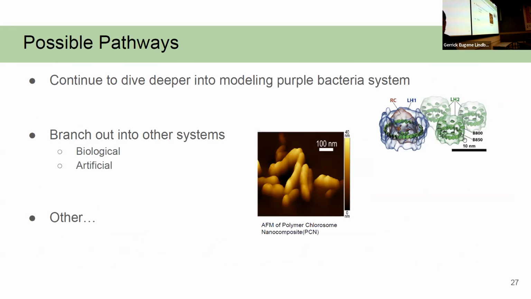This figure off to the right here is AFM of a polymeric chlorosome nanocomposite, which is one of our artificial cases that we are considering. This figure is produced by Gabe. But there's also this third pathway that we want to consider. And this is the one that I'm a little more excited about.